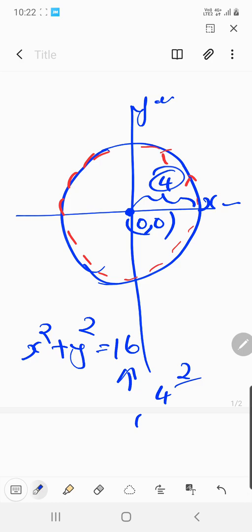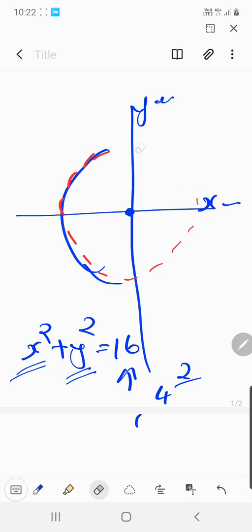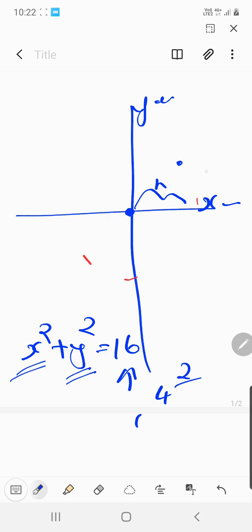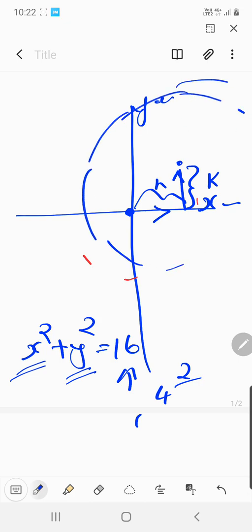Now when the center is shifted to a place, say here, okay, so it goes h to the right and k vertically, and you have, let's just say, a bigger circle, okay, with radius 7.